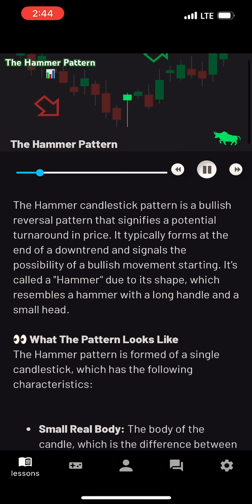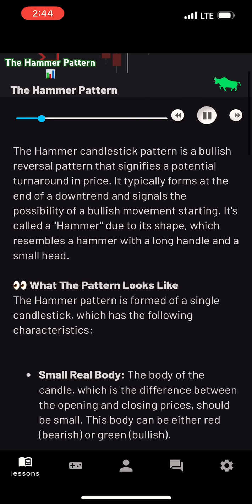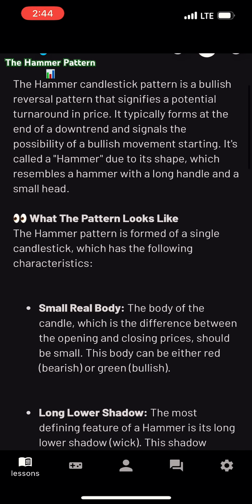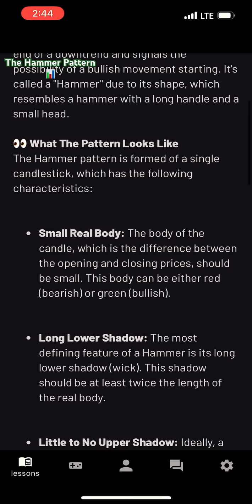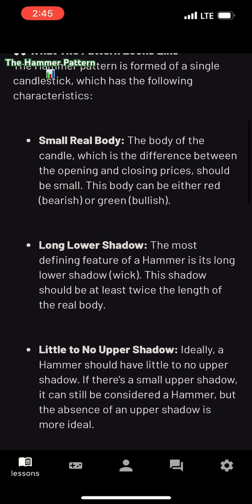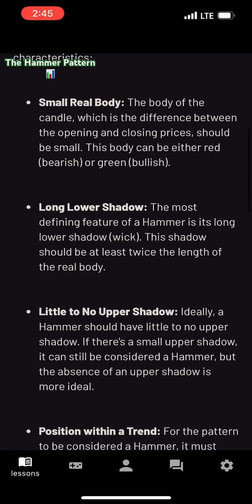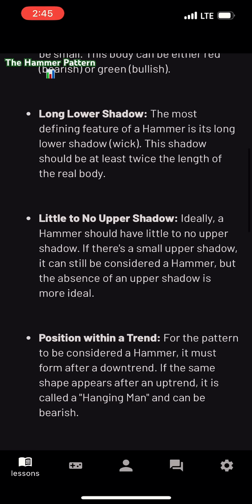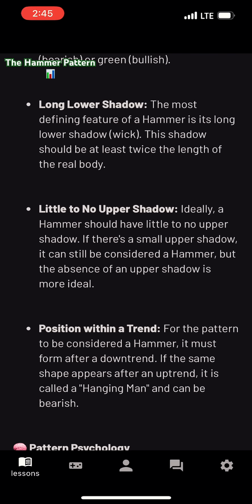The hammer pattern is formed of a single candlestick, which has the following characteristics. Small real body. The body of the candle, which is the difference between the opening and closing prices, should be small. This body can be either red bearish or green bullish. Long lower shadow. The most defining feature of a hammer is its long lower shadow, or wick. This shadow should be at least twice the length of the real body.